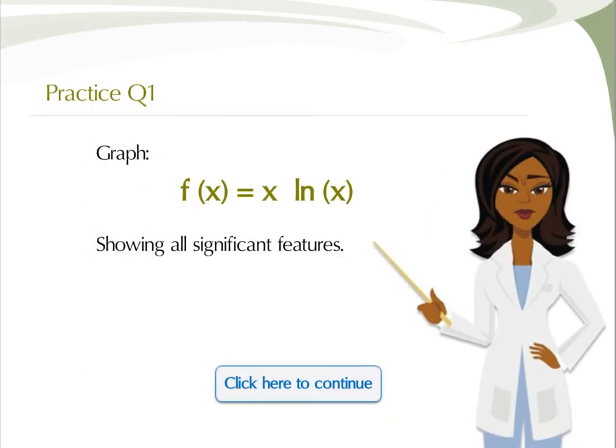By the end of these sections, you will be expected to answer a fundamental question, which asks you to graph the function showing all the significant features. So keep a note of the following question, because after taking all these sections, you will be able to answer it. The question says, graph the function f of x equals x times ln of x, showing all significant features.